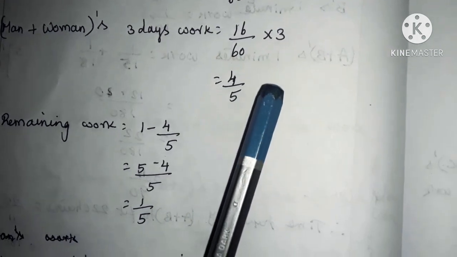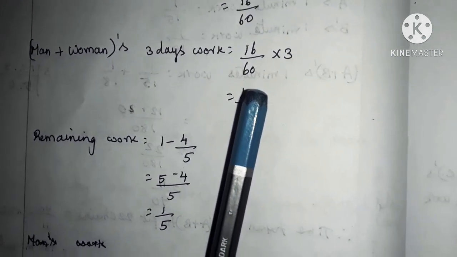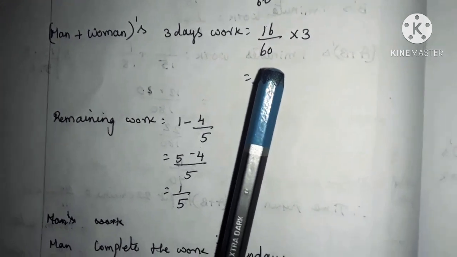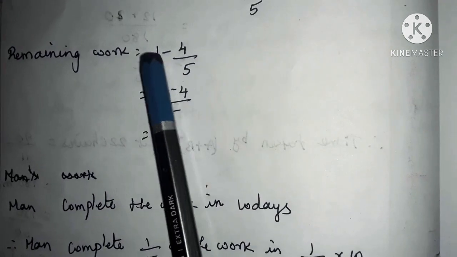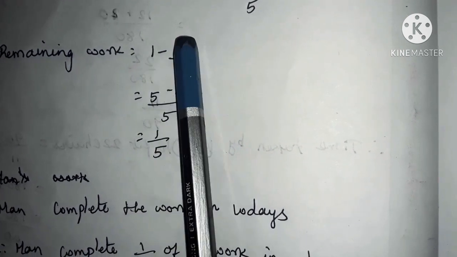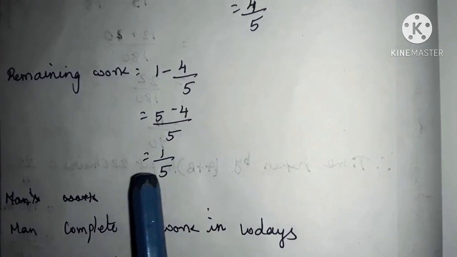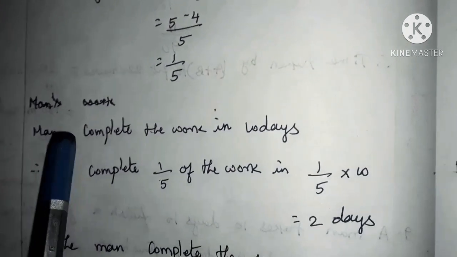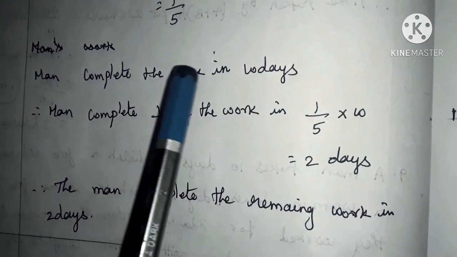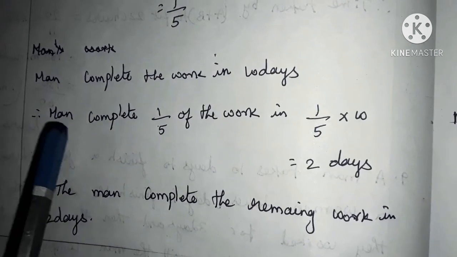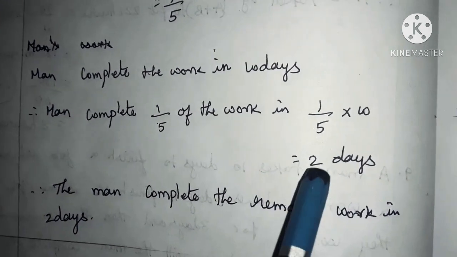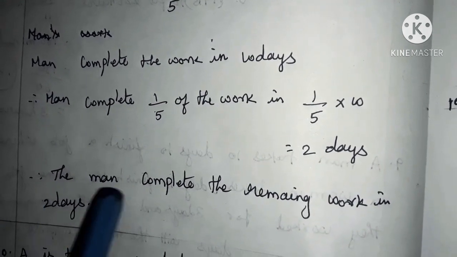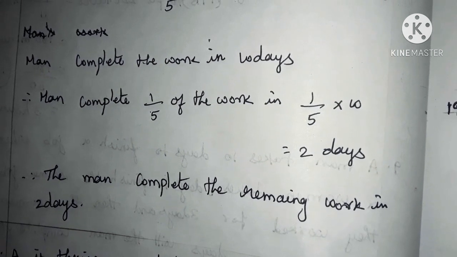You have to find out how many days the man took to finish the remaining work. Let the completed work be 1, then the remaining work is 1 minus 4 by 5, that is 1 by 5. Normally the man takes 10 days to complete the work. The man completes 1 by 5th of the work in 1 by 5 into 10, we get the answer as 2 days. Therefore, the man completes the remaining work in 2 days.